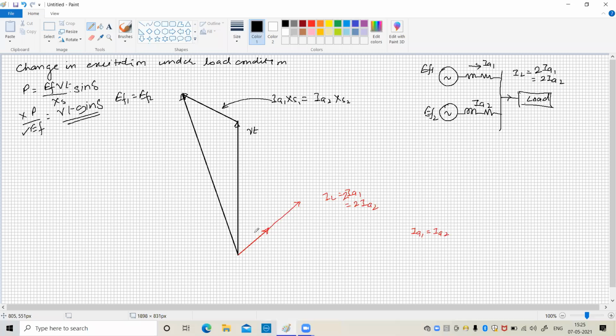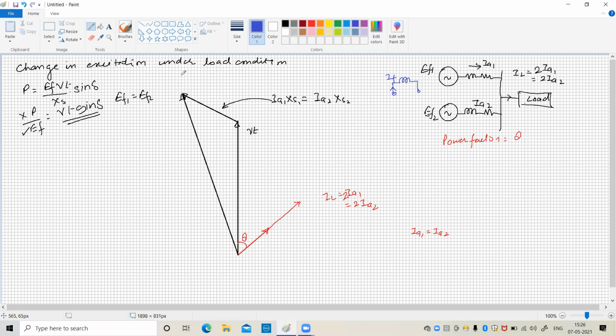Now the power factor angle is theta, and both are working at power factor theta. Now, our intention is to examine the effect of a change in excitation. Say, for example, we are increasing the excitation of alternator 1. So what happened? The magnitude of EF1 is going to increase.